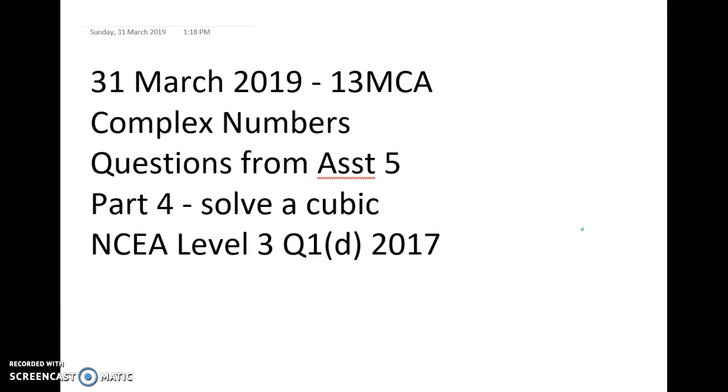This one's a level 3 question on solving a cubic. So this is a merit question. This one was quite inefficiently done by a lot of you, so that's why I'm YouTubing it. Some of you forgot about the existence of the conjugate root theorem, which is going to make your life far, far happier when you're doing complex numbers problems.